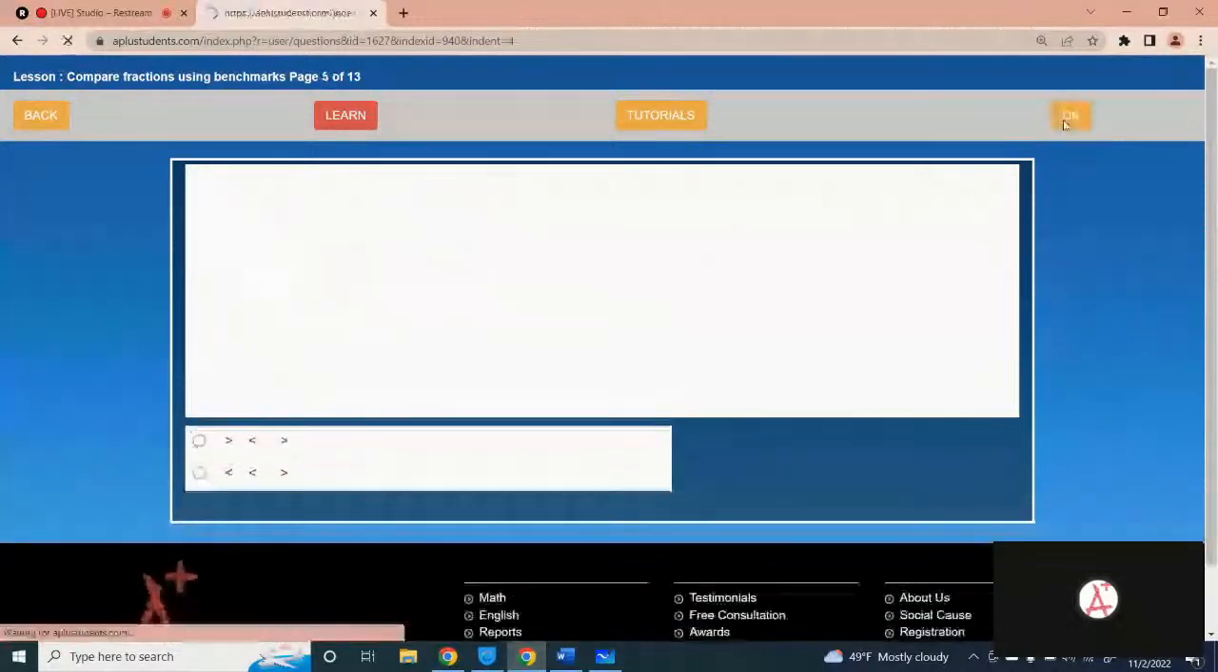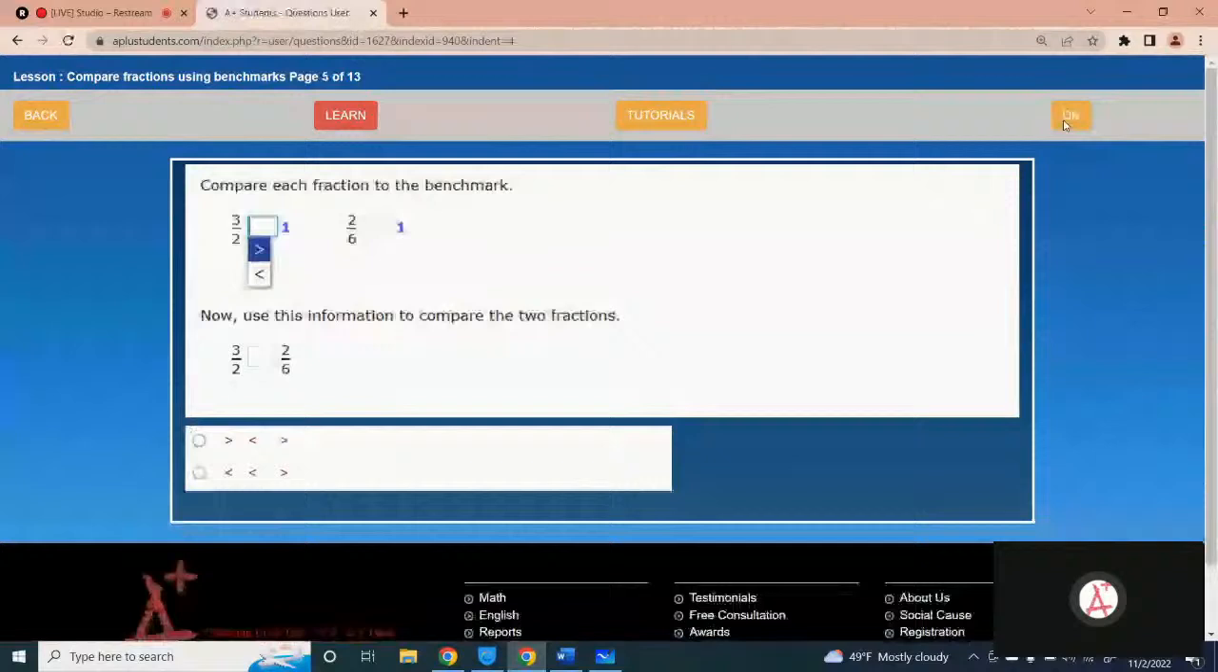So you have so many ways to compare the fractions. You have done all the ways earlier. Got it? So if you don't know how to do it with the benchmark, you can compare the fractions without the benchmark. Like 3 by 2 is greater than 1. 2 over 6 is less than 1. So that means 3 by 2 is greater than 2 by 6. Got it?